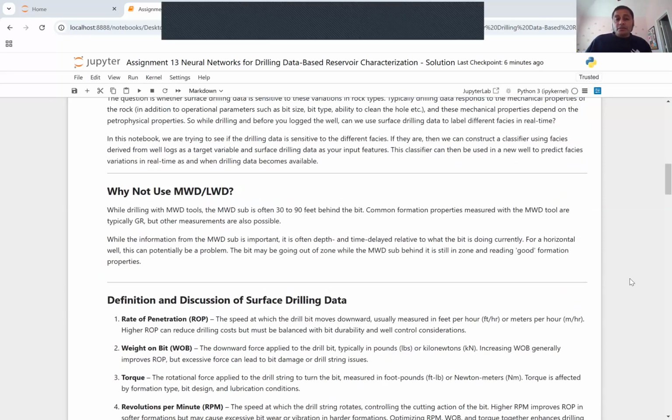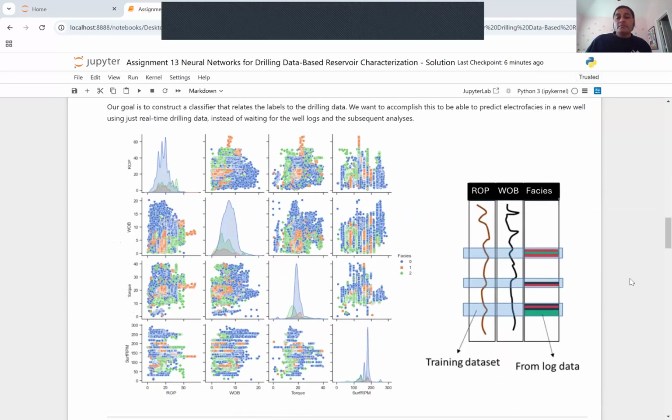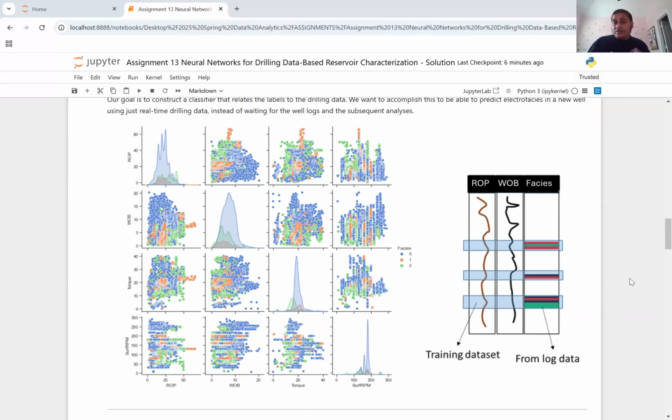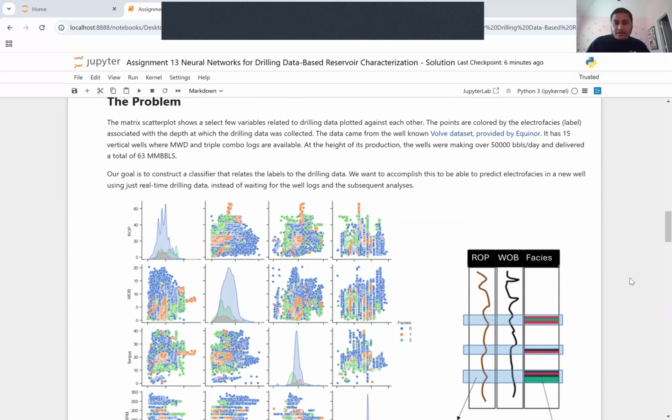So moving on to our specific problem, and this is the data set, the Volve data set, which consists of 15 wells, of which 3 wells are exploratory wells and the remaining 12 are development wells. The Volve dataset is based off of a North Sea field, and it actually did produce roughly about 63 million barrels over its lifetime.